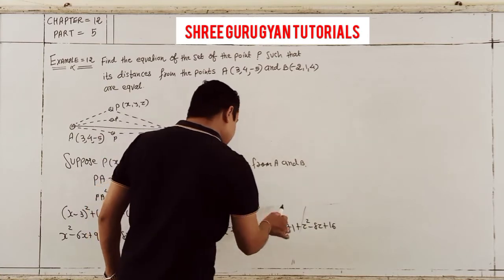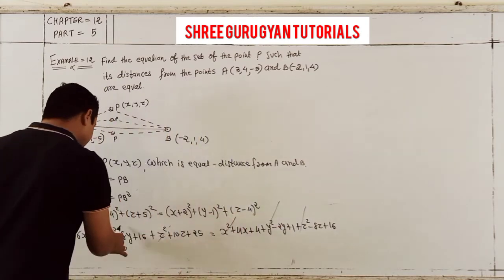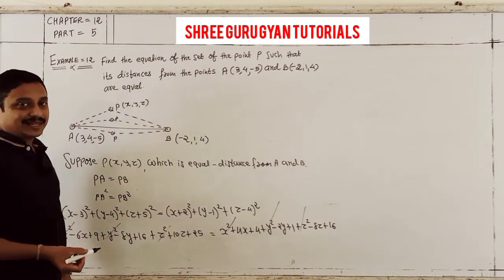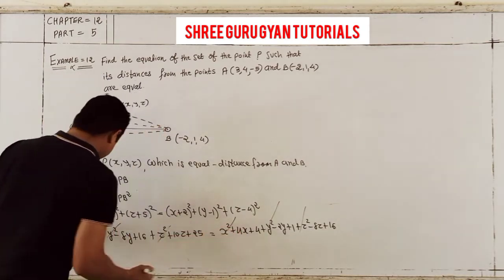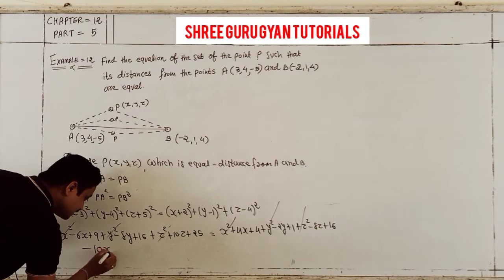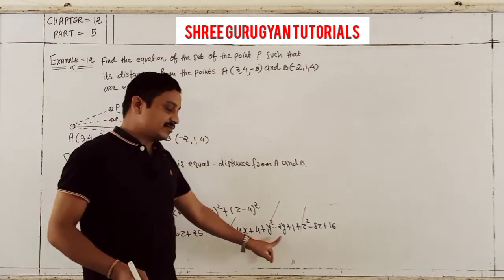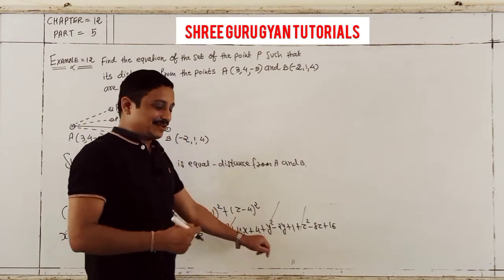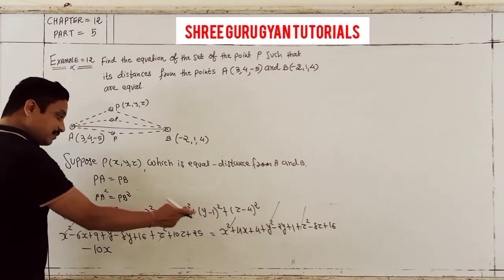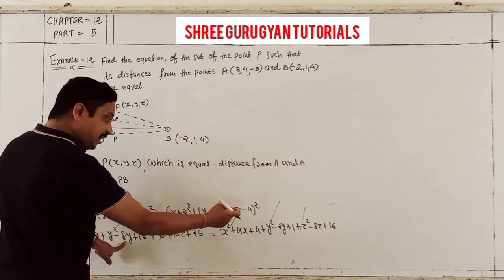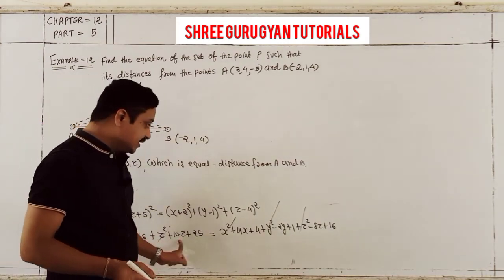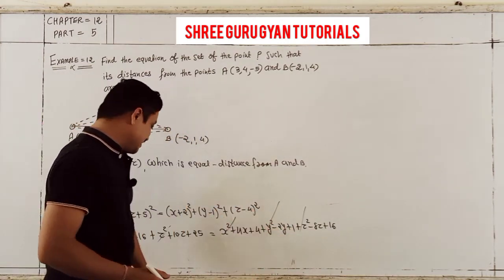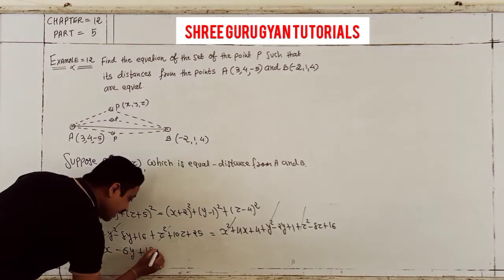Students, these like terms cancel on both sides, and you only collect your like values. Minus 6x minus 4x becomes minus 10x, minus 8y minus 2y. Take right to left side. So minus 8 plus 2, that is minus 6y, and 10z plus 8z becomes 18z.